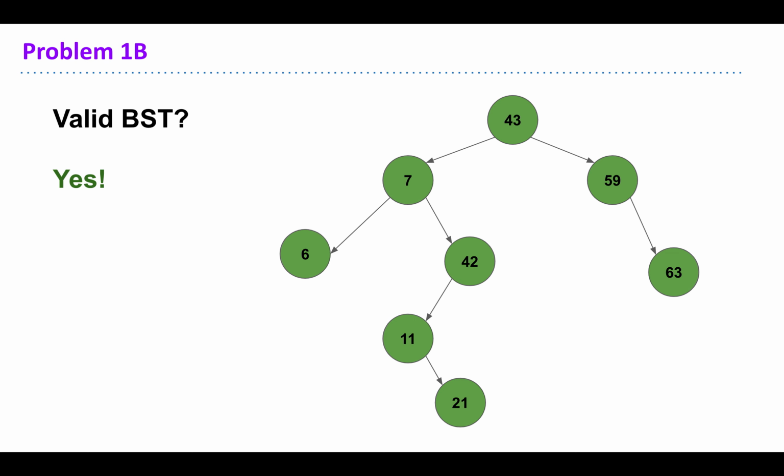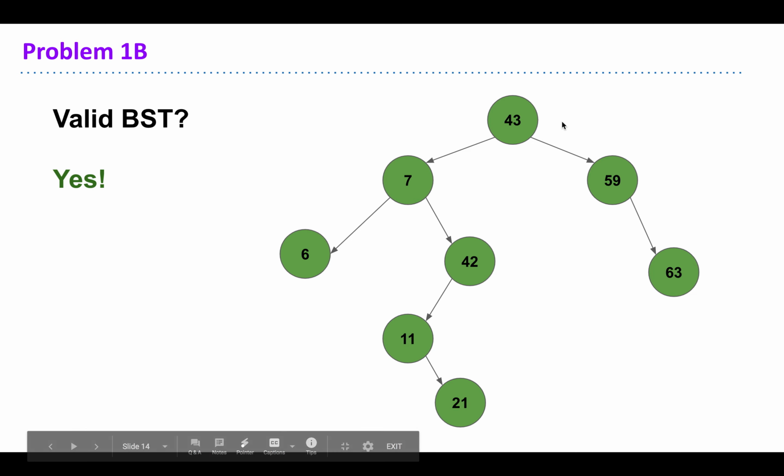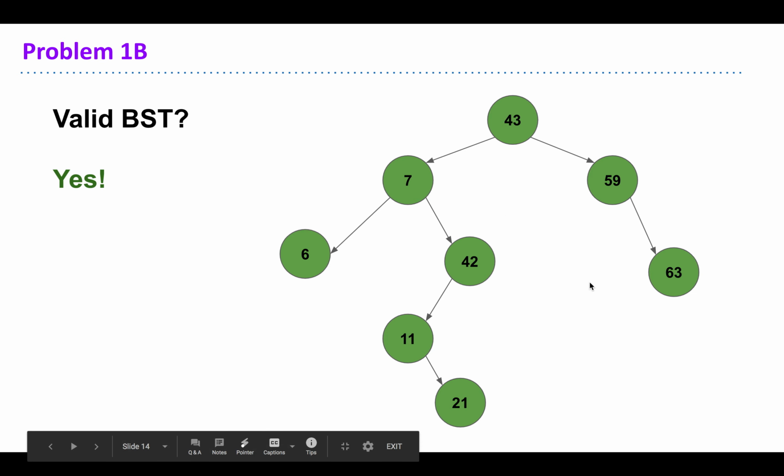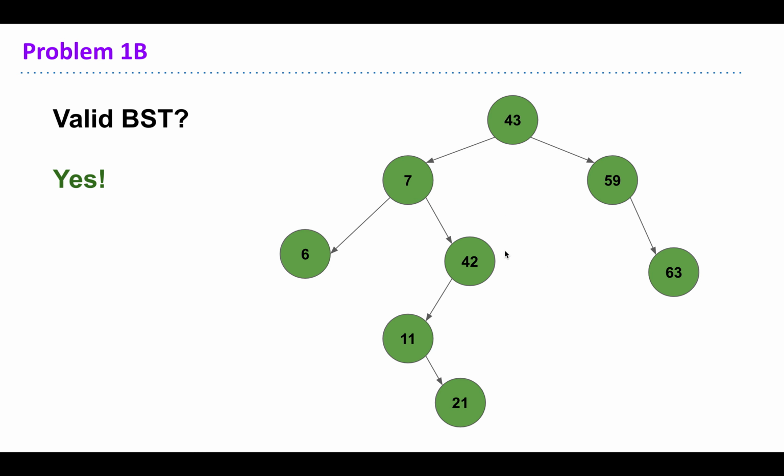This is a valid BST. If we looked at any node, all of the nodes in its left subtree are less than it, and all of the nodes in its right subtree are greater than it. For every node, this holds true. You can go through and check that out.